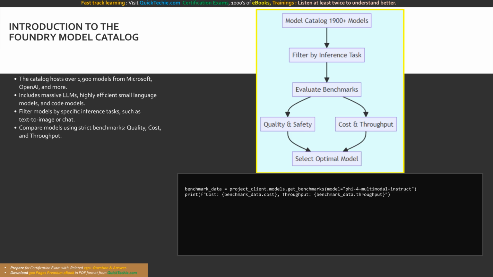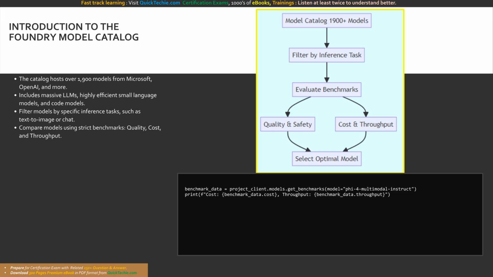Programmatically fetching benchmark metrics allows enterprise architects to actively evaluate cost and throughput efficiencies before committing to a costly production deployment. This flowchart shows the selection process. Starting from the massive model catalog, you filter by inference task, evaluate strict benchmarks for quality and cost, and ultimately select the optimal model.